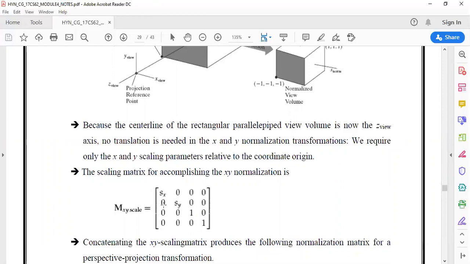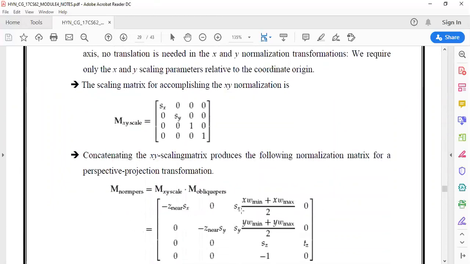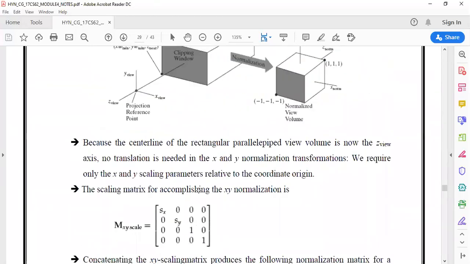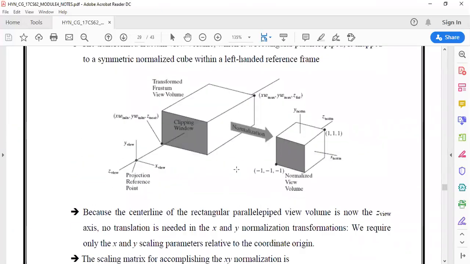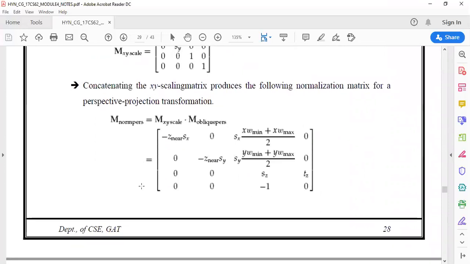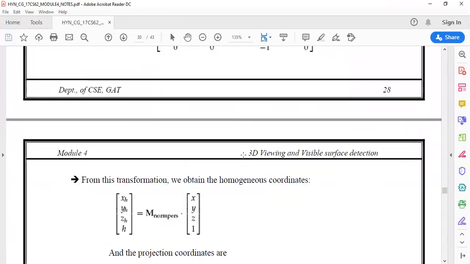The xy scaling matrix is sx 0 0 0, 0 sy 0 0, 0 0 1 0, 0 0 0 1. Now I have to multiply this xy scaling matrix with our oblique perspective projection matrix. If I multiply this scaling matrix with my oblique perspective projection matrix, then I will get my normalized perspective projection matrix. Just multiply these two and you will get the resultant normalized perspective projection matrix.